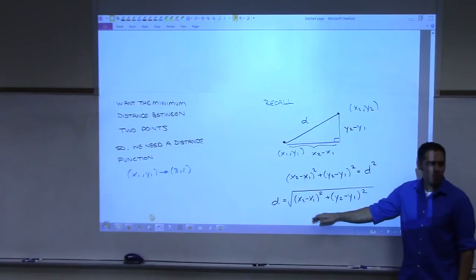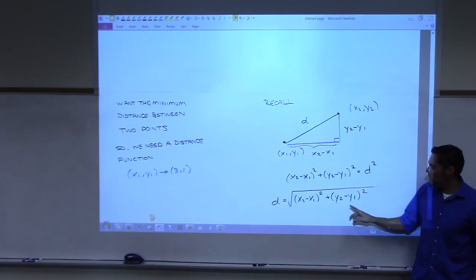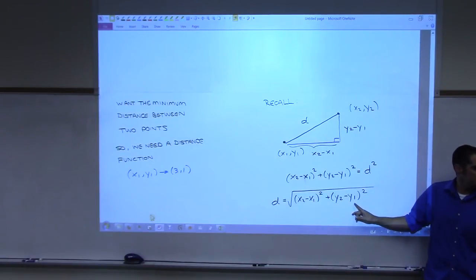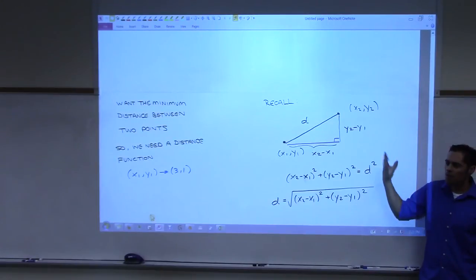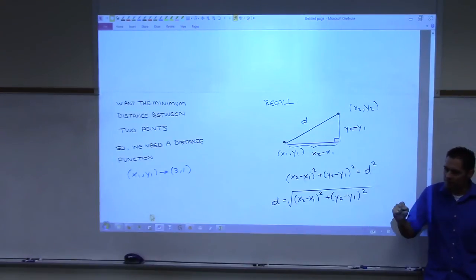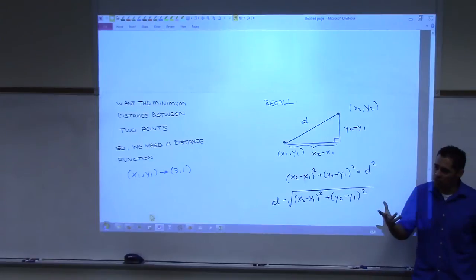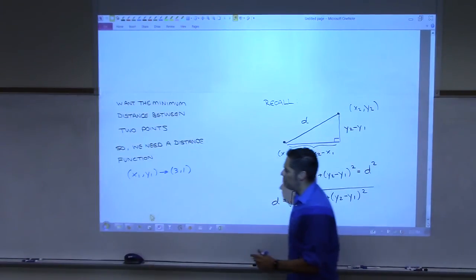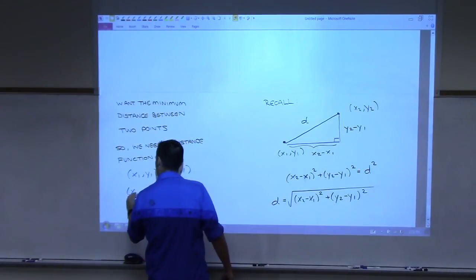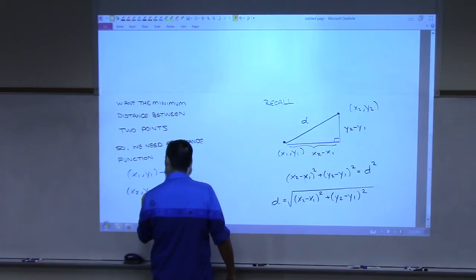So in my distance formula, I can replace this right here with 3 and this right here with 1. Okay, great. What about the other point? It's not fixed, is it? It's changing. But there's something you can tell me about it. x2, y2. What can you tell me about it?